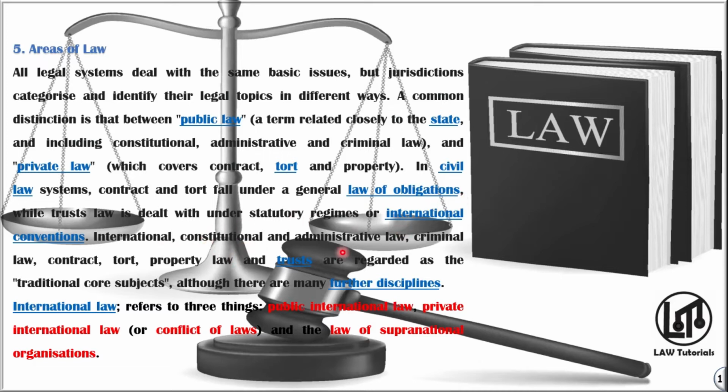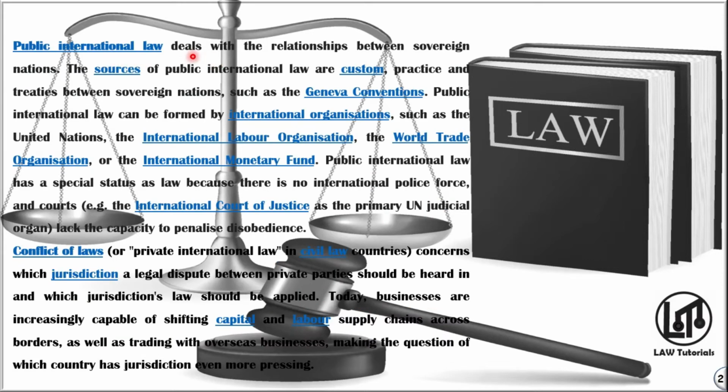International, constitutional, and administrative law, criminal law, contract, tort, property law, and trust are regarded as the traditional core subjects, although there are many further disciplines. International law refers to three things: public international law, private international law, also known as conflict of laws, and the law of supranational organizations. Public international law deals with the relationships between sovereign nations, that is, a relationship between countries.